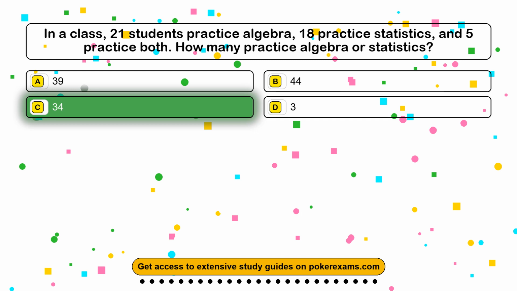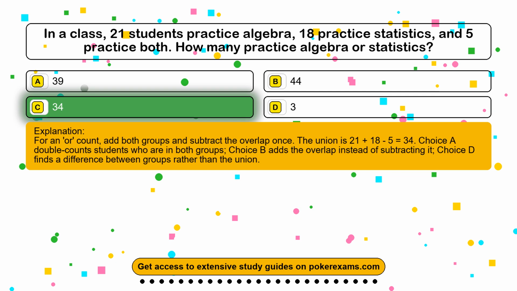The correct answer is option C, 34. For an OR count, add both groups and subtract the overlap once. The union is 21 plus 18 minus 5 equals 34.